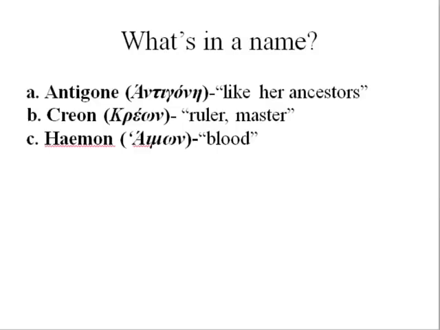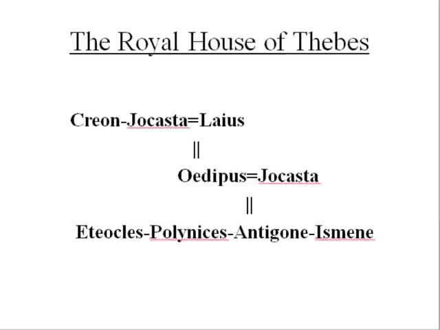So if you think about the family tree that I just showed you, this means that Antigone will be marrying a man who will be both her uncle and cousin. How's that for messed up? What does Haemon's name mean?